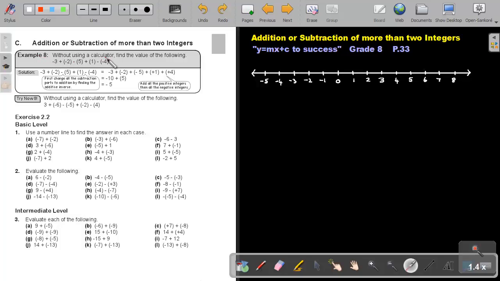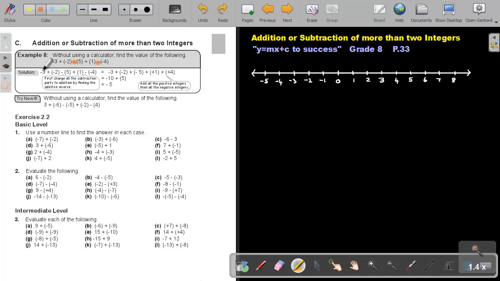Without using a calculator, find the value of the following: -3 plus -2 minus 5 plus 1 minus -4. Now, I want you to first focus on this: this is addition, this is a subtraction, and this is also a subtraction. So the best way is to first rewrite everything and change everything into an addition. So basically, change those subtraction parts to addition parts.